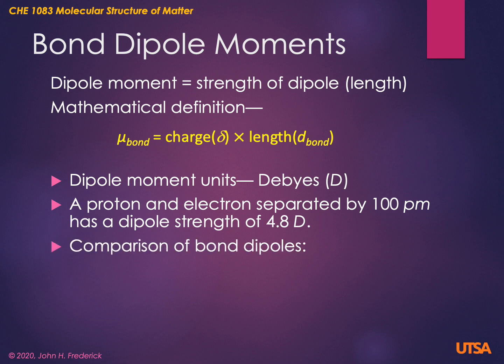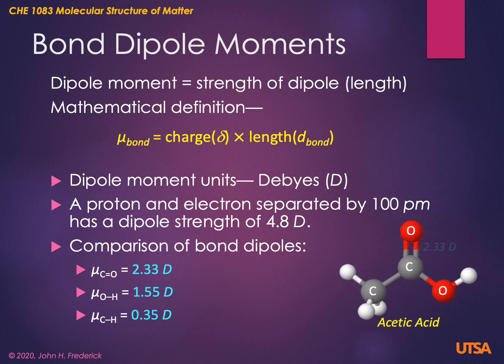So if we have several bond dipoles, and we'll take a look at a few representative ones, the carbon-oxygen double bond has a very strong bond dipole. It's 2.33 debye. Whereas OH, which is also a very strong bond dipole, is 1.55. Carbon-hydrogen is not a strong bond dipole, so its dipole moment would be 0.35 debye.